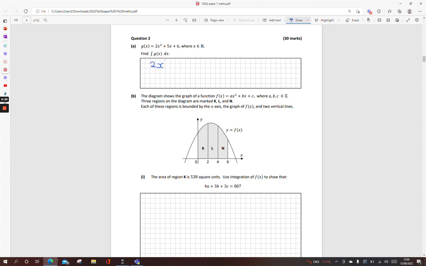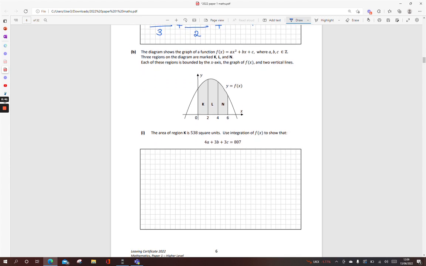So your x squared becomes x cubed, divide by the new power, plus 5x, now that x to the power of 1, so increase the power by 1, divide by the new power, plus 6. 6 becomes 6x, and don't forget your constant of integration, which is c. And that's it. Next one, the diagram shows the graph of the function ax squared plus bx plus c.